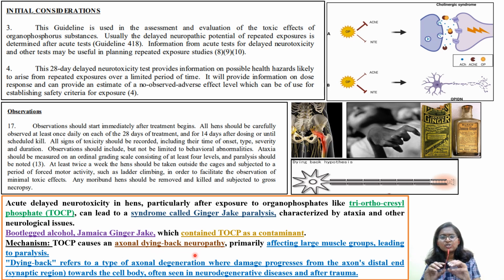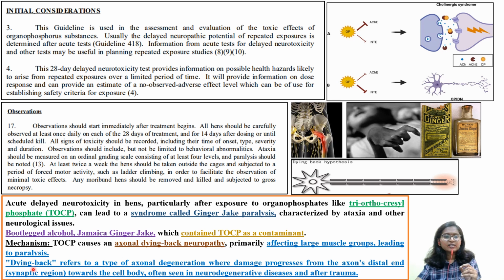As I said, neurons will contain myelin, the myelin sheath will be there, dendrites will be there, axon terminals will be there. So what is happening if you see here, I will say this is a typical axon dying back, from the axonal distal end, the dying back was taking place. Axonal dying back neuropathy primarily affecting large muscle groups leading to paralysis. So large muscle groups, the sciatic nerve, this particular one got affected.